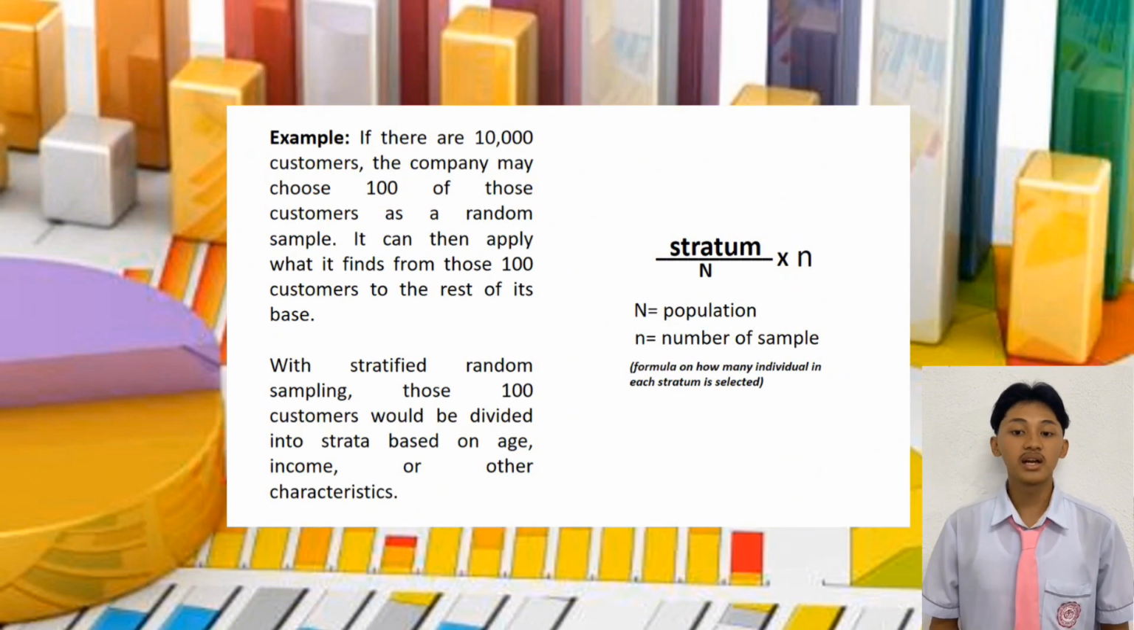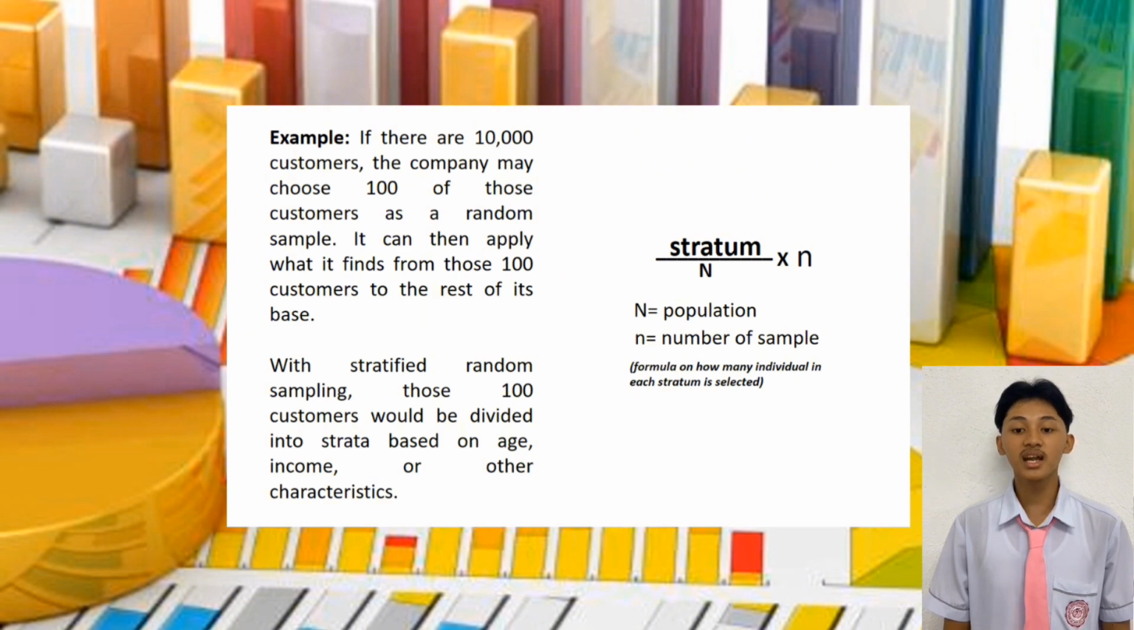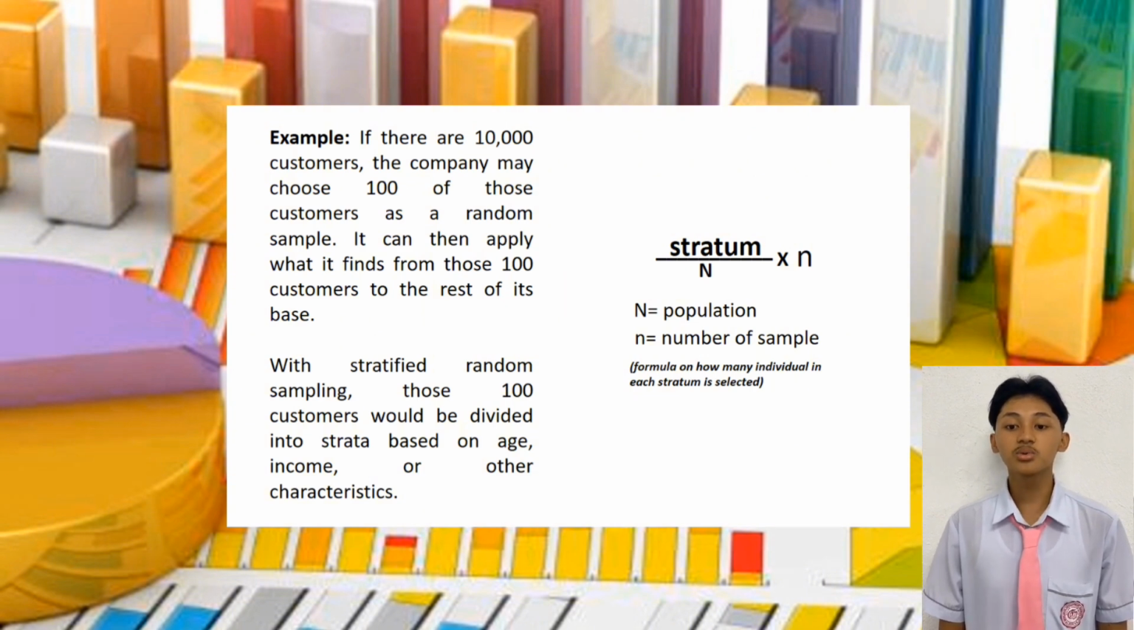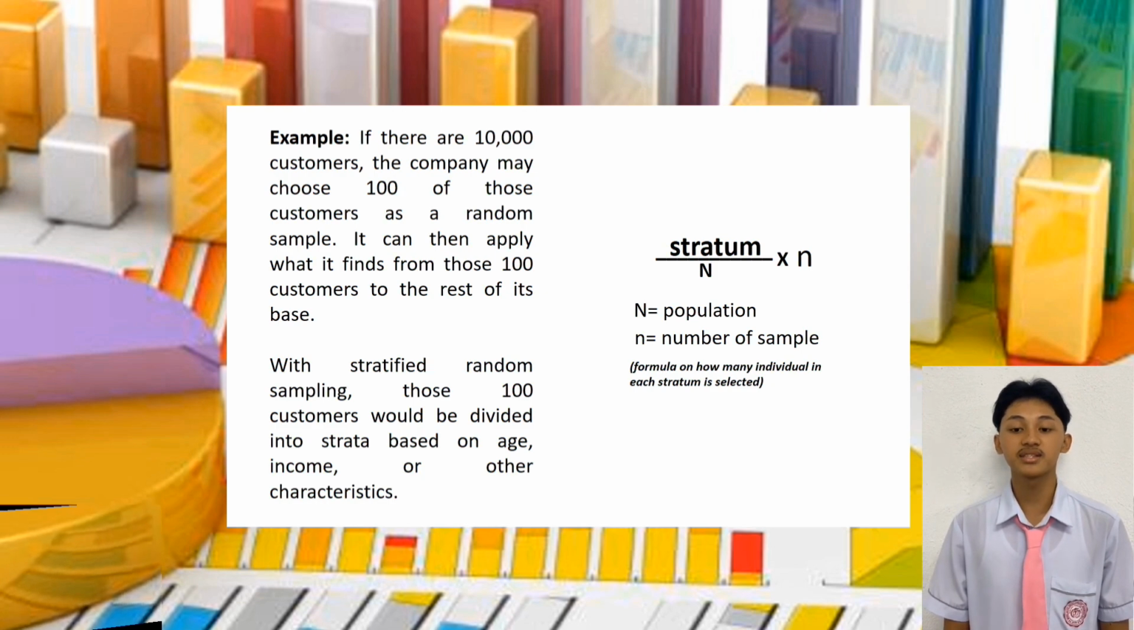For example, if there are 10,000 customers, the company may choose 100 of those customers as a random sample. It can then apply what it finds from those 100 customers to the rest of its base. Using stratified random sampling, those 100 customers will be divided into strata based on their age, income, or other characteristics.